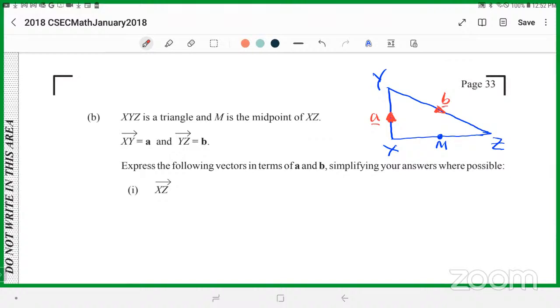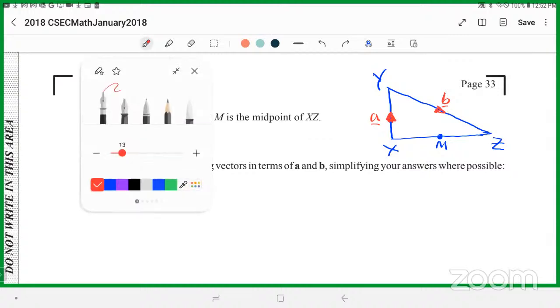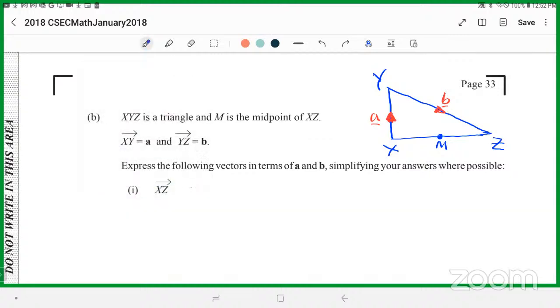All right, ready to work. The question says, express the following in terms of A and B, simplifying the answer where possible. The first vector I want is XZ. Tell me, how do we go from X to Z, going along the vector direction that we want? X to Z equals what? Look at the diagram that we have drawn. It makes it easy when you can see it on the diagram. What is the vector X to Z?